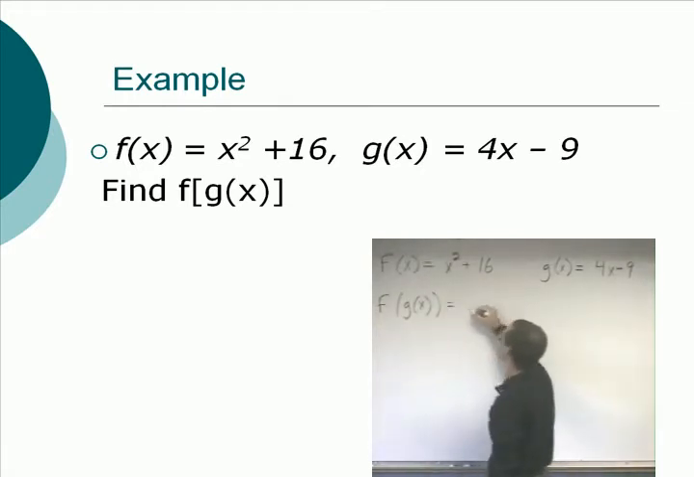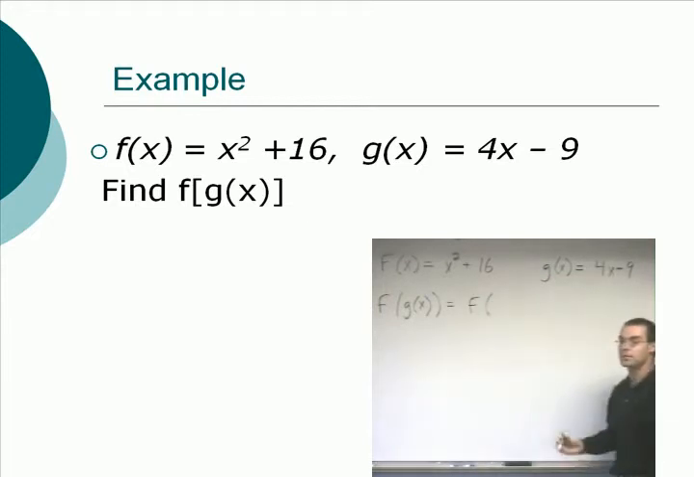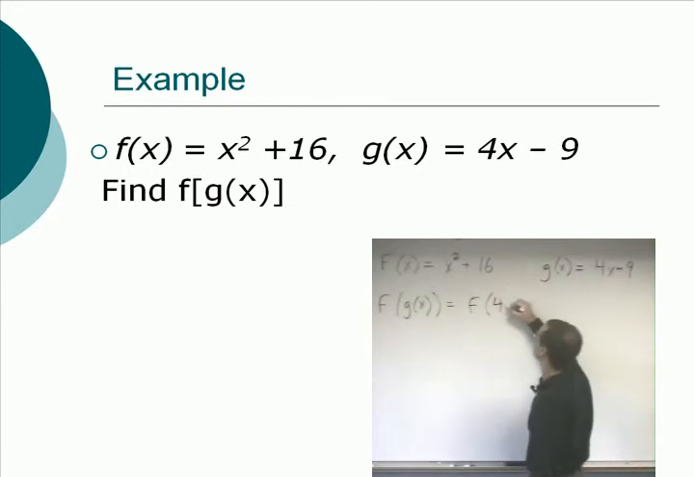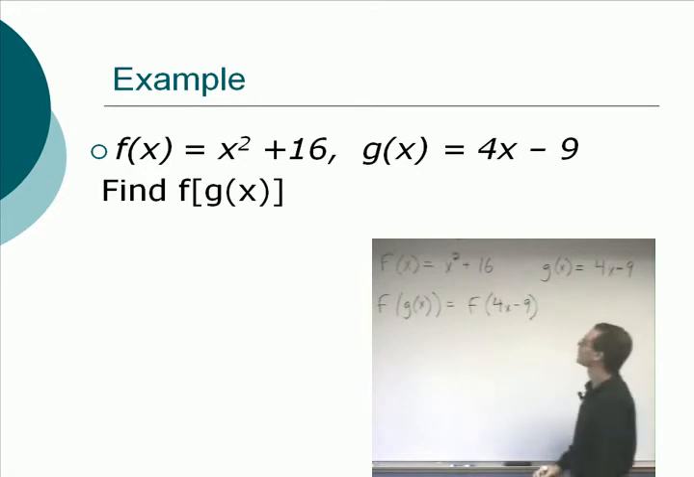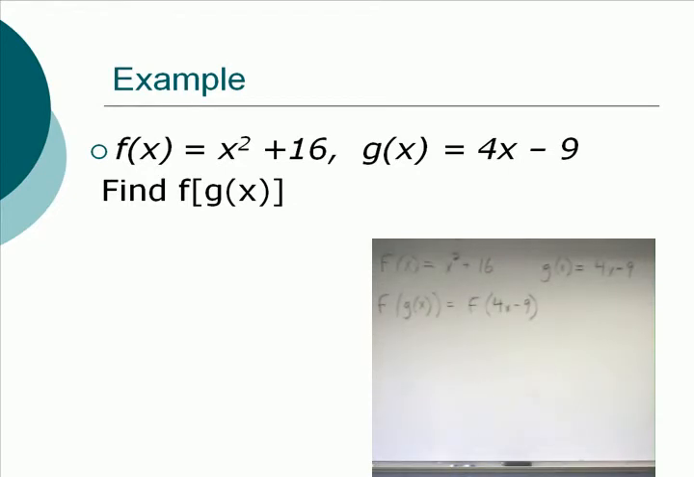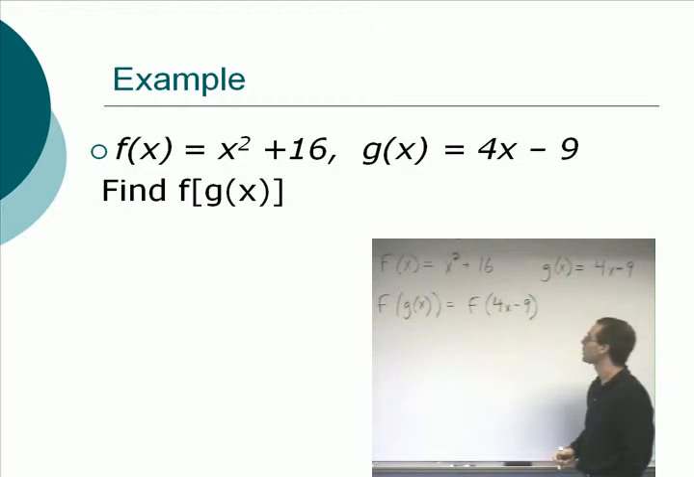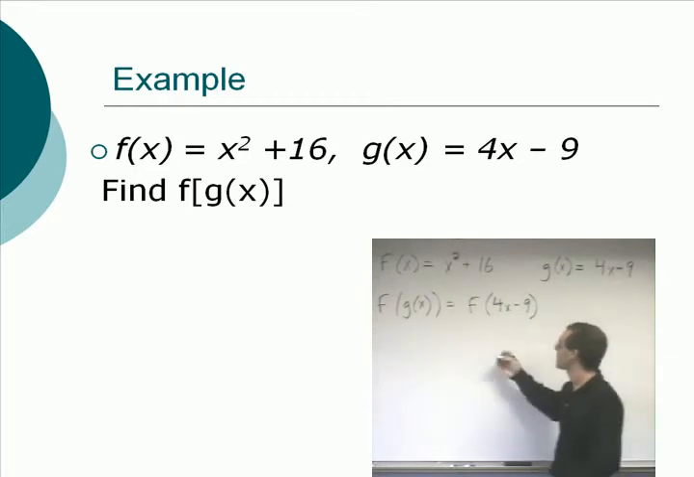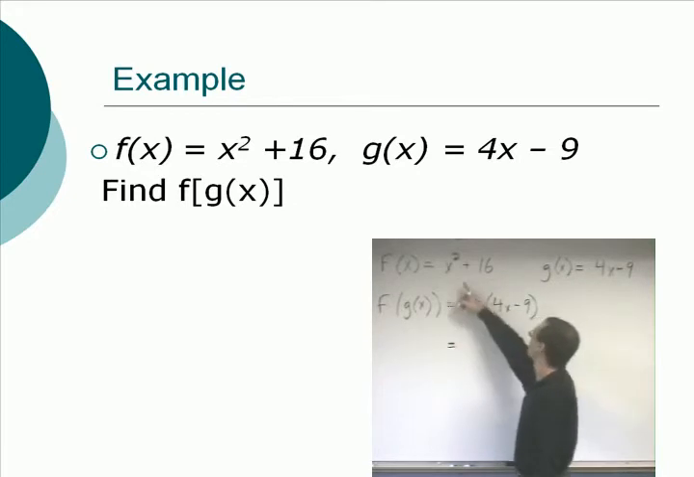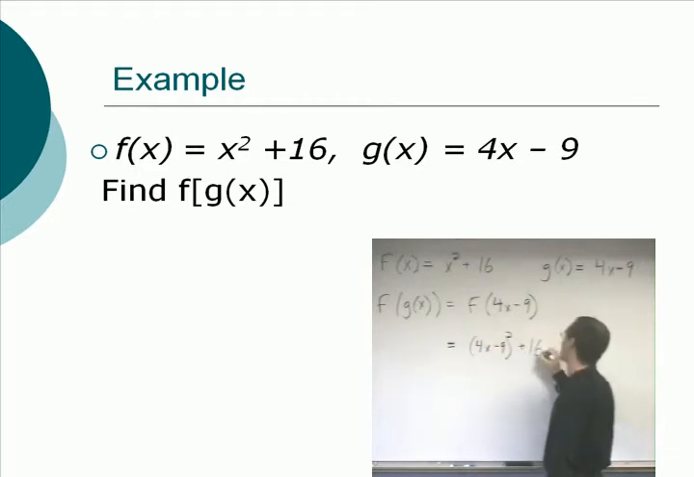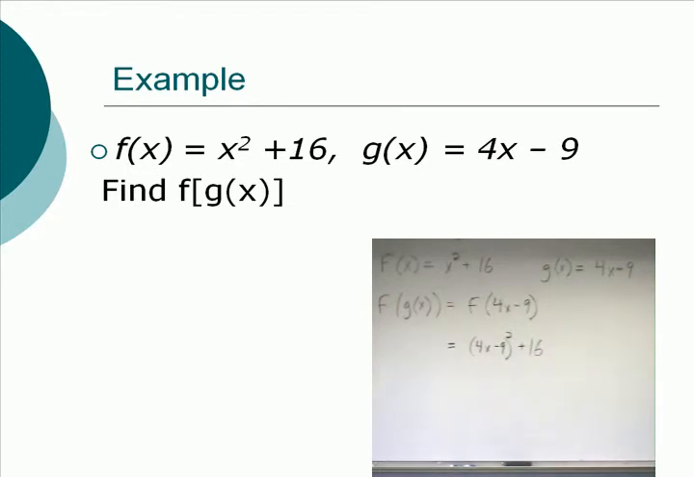This is the same as saying we want to find f of. Now, instead of calling the name g of x in there, we can put the function. G of x is 4x minus 9. Does that make sense? Instead of referring to it by name, we're referring to it by what the function actually is. Basically doing a substitution. F of 4x minus 9. Well, what is f of 4x minus 9? That's equal to (4x minus 9) squared plus 16. Now that is our composite function.